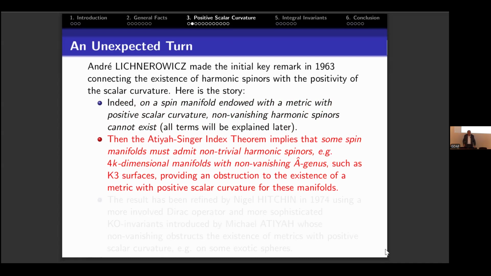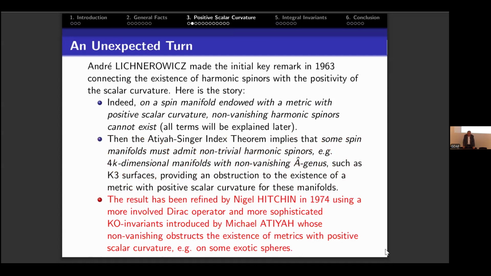Indeed, the Atiyah-Singer index theorem, which was proved in 1963, so Lichnerowicz jumped on it immediately, showed that some spin manifolds must admit non-trivial harmonic spinors. An example given was the 4k-dimensional manifolds with non-vanishing A-roof genus, which is a differential invariant. And a good example in dimension 4 are the so-called K3 surfaces, providing an obstruction to the existence of a metric with positive scalar curvature for these manifolds, because if you put together the result by Lichnerowicz and this consequence of the Atiyah-Singer index theorem.